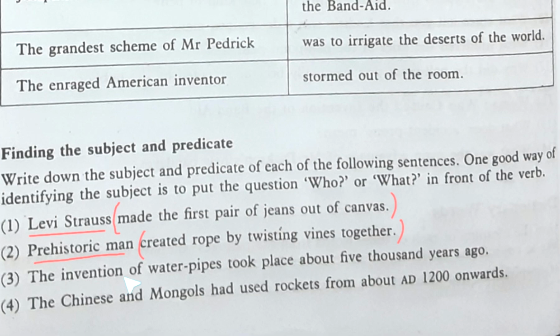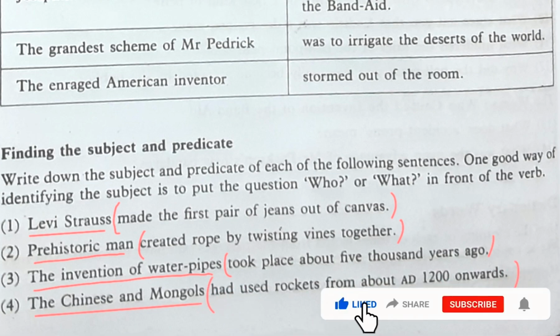Number 3: The invention of water pipe took place about 5,000 years ago. Here took is the verb. Who took? Answer is the invention of water pipes, and the rest of the words are the predicate. Number 4: The Chinese and Mongols had used rockets from about AD 1200 onwards. Who had used? The Chinese and Mongols. So this is the subject and this is the predicate.